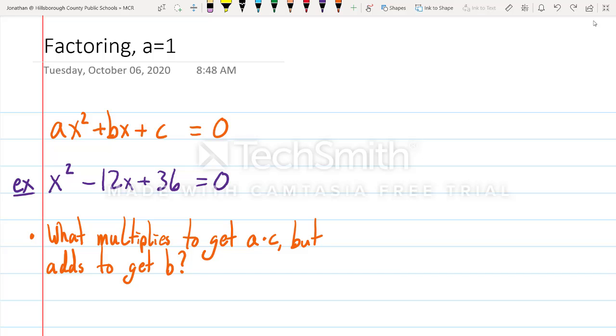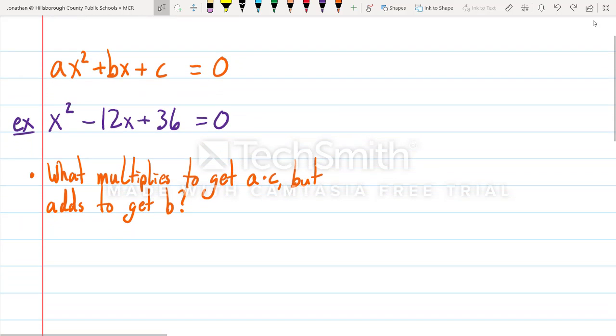Ax squared plus bx plus c is your standard trinomial that you'll find in these problems. So I pulled one of these problems from your assignments. x squared minus 12x plus 36 equals 0. There are multiple ways to say solutions for a factoring problem.